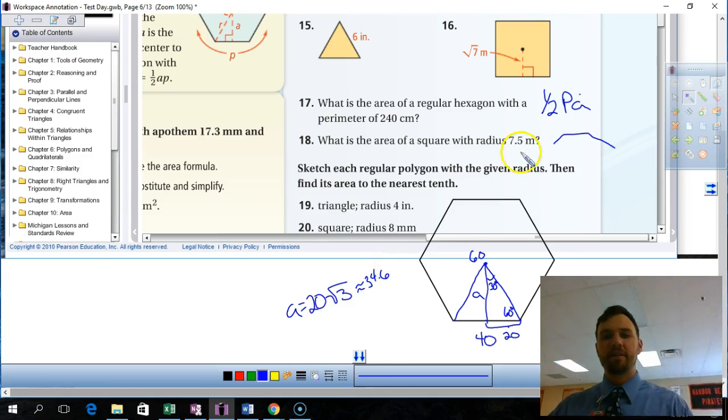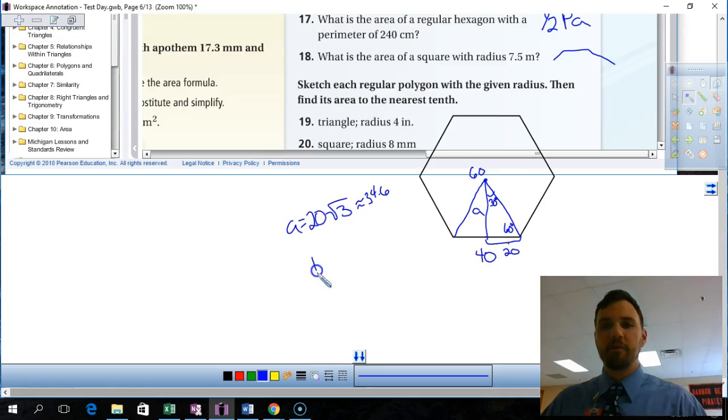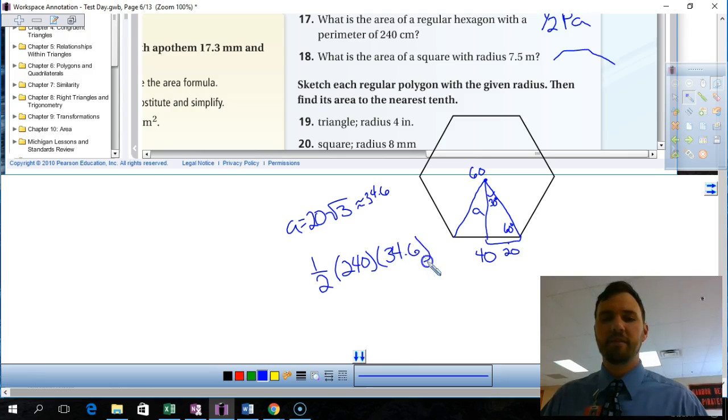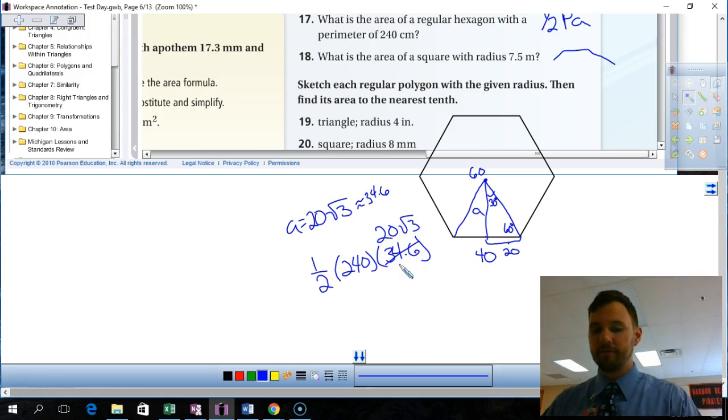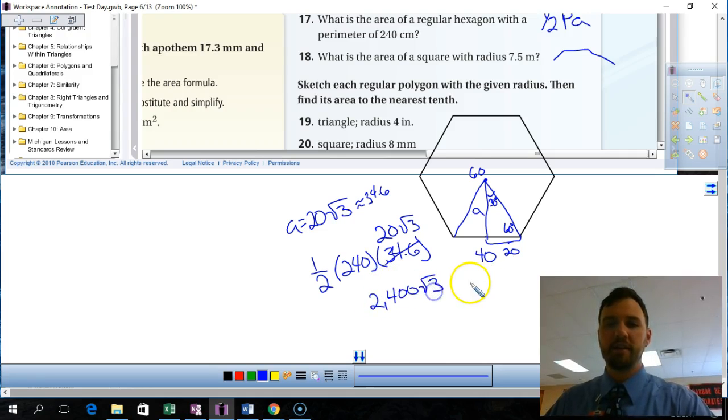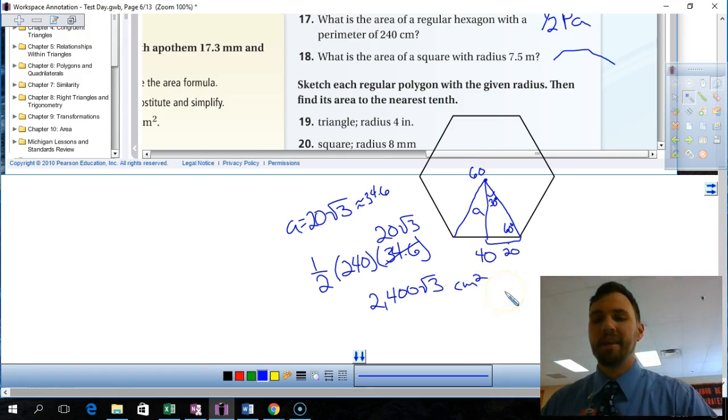Alright, and then I just plug into my formula. 1/2, my perimeter was 240. My apothem's 34.6. Or 20 root 3 is actually the better one. And if you did that and wanted to leave it in a radical form, which I do, you get 2,400 root 3 centimeters squared. Alright. Now that's the really tough way to do it.